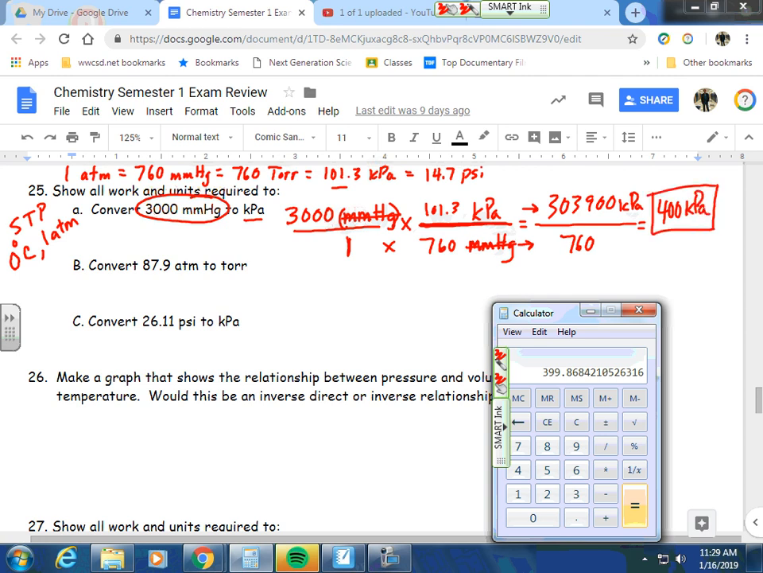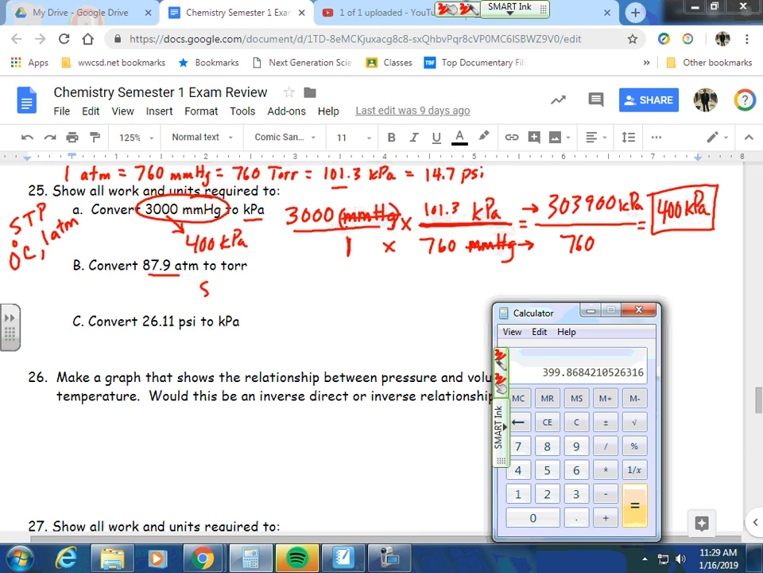That's my final answer. So looking back at this, it's telling me 3,000 millimeters of mercury is the same thing as 400 kPa. All right? Just different units, that's all. It's like measuring speed in miles per hour or kilometers per hour. You're going the same speed, it just depends on what units you're using. All right, so same way to solve this next one.